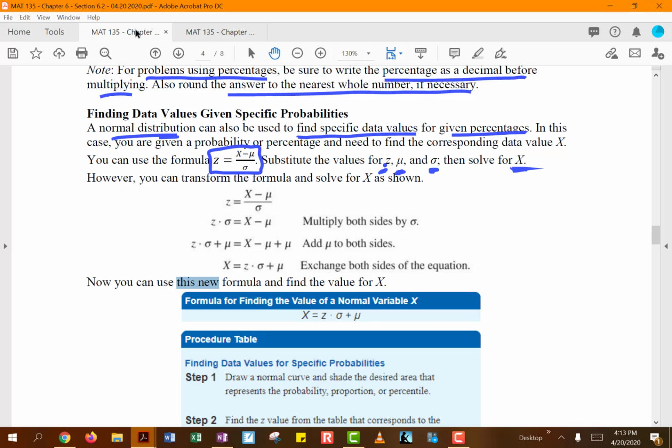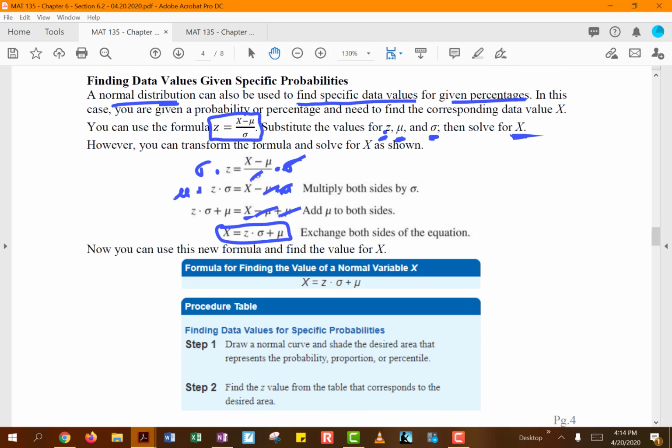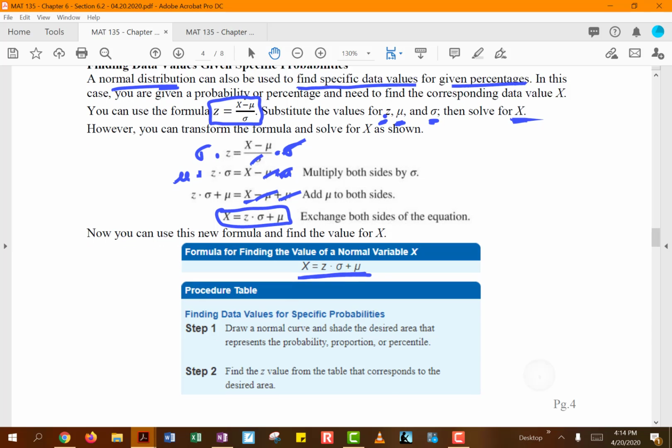for x. So you can rewrite this equation by starting by multiplying by sigma on both sides, so it will get rid of sigma on the right hand side, and then we want to get x by itself, so then you can add this mu to both sides of your equation. So of course your mu will cancel out on the right hand side and you end up getting x equals z times sigma plus mu. So you can actually have the same formula but rewritten so that you can solve it for finding your data value. So it would be this formula right over here.